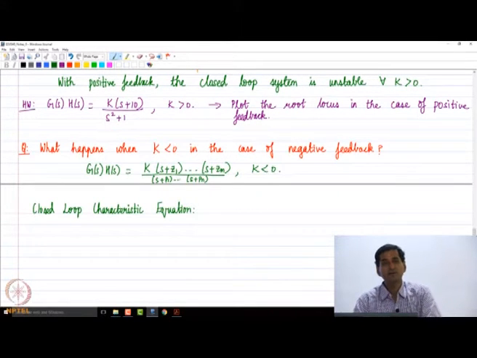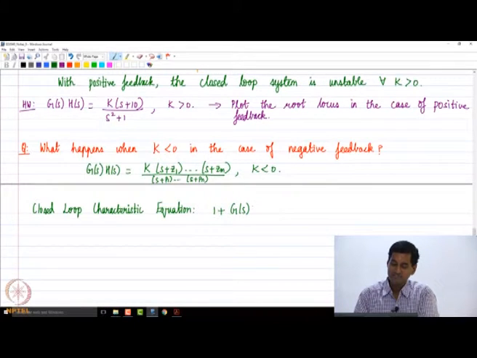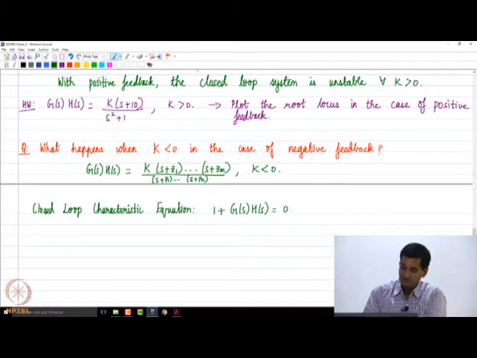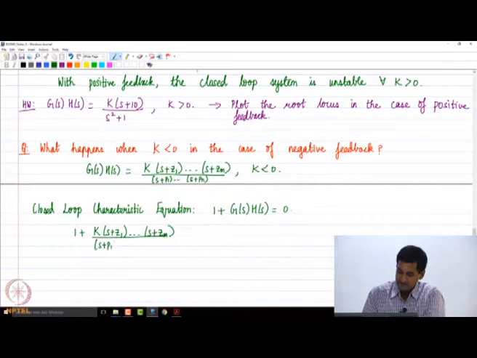What happens to the closed loop characteristic equation? Negative feedback, right? With negative feedback, the closed loop characteristic equation is 1 plus G(s)H(s) equals 0, right? Please remember that. So what happens to this one? If I substitute this structure, it will become 1 plus k (s plus z1)...(s plus zm) divided by (s plus p1)...(s plus pn) equals 0.